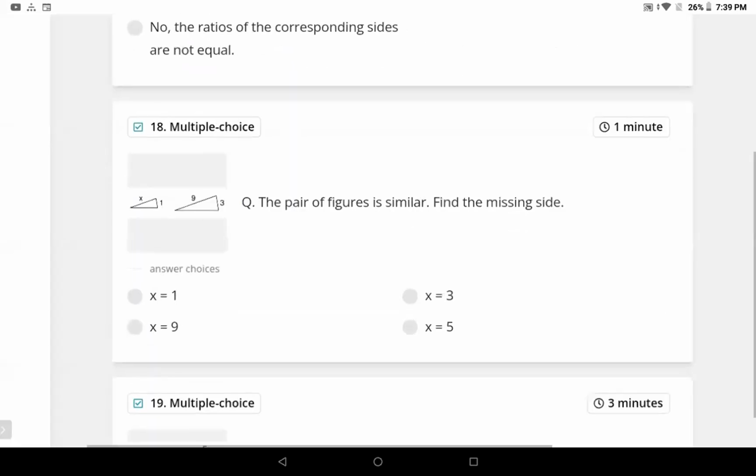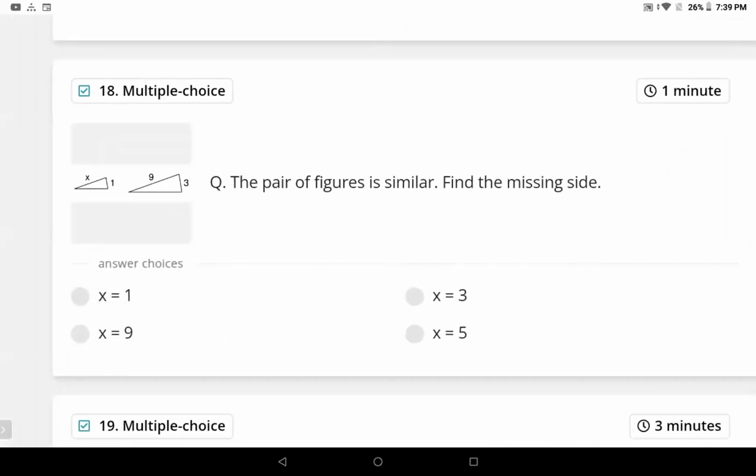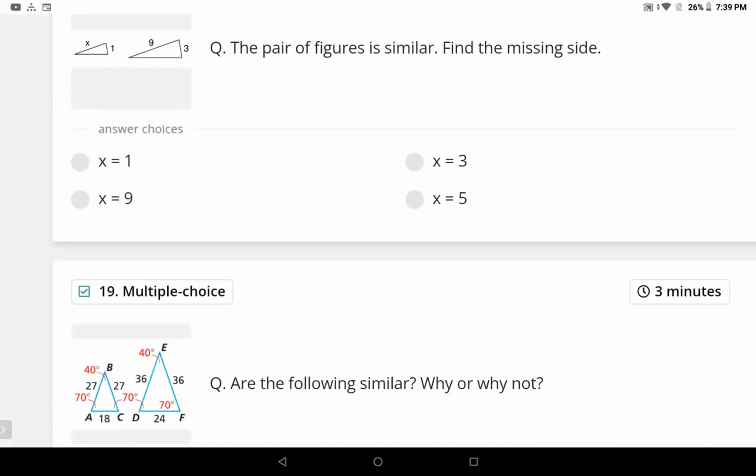Next question goes to the same part, children. The pair of figures are similar. Find the missing side. So one is raised to 3 times, so x means 3. 3 3s are 9.